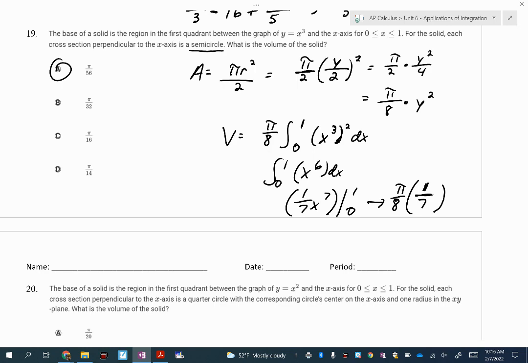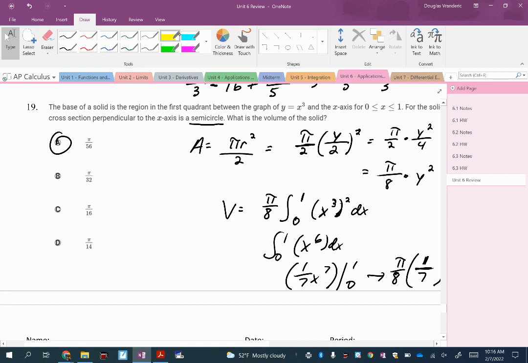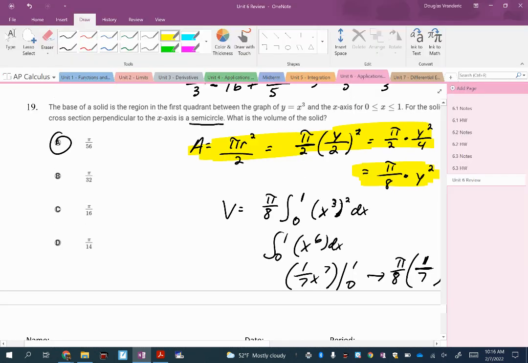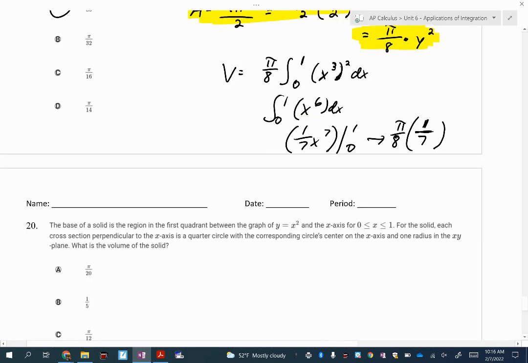Again, I think the hardest part is figuring out what you're going to be using as your formula for the area. So this first part that I did is the trickiest. So watch how I do this for the next couple, and I think your brain will start to sort it out. Let's go to 20.